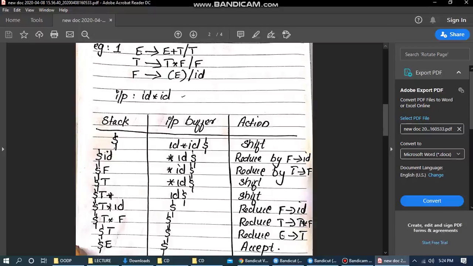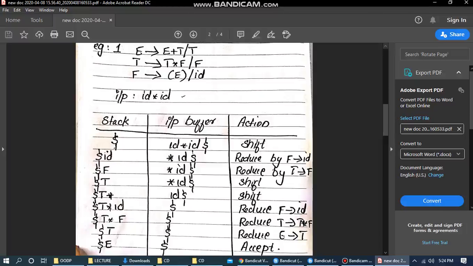So first I add the id into the stack. So there will be dollar, then id. That action should be added in the first row, the first of the action. Shifting the id to the stack, that shift is written in the action column. Then in the second step, dollar id will be there. You have to fill the input buffer with the remaining input stream, that is star id dollar.